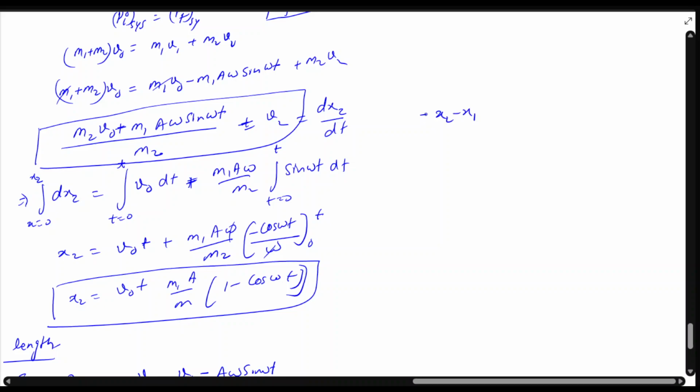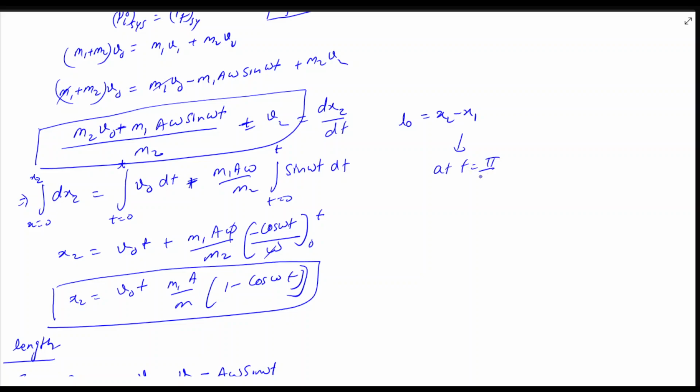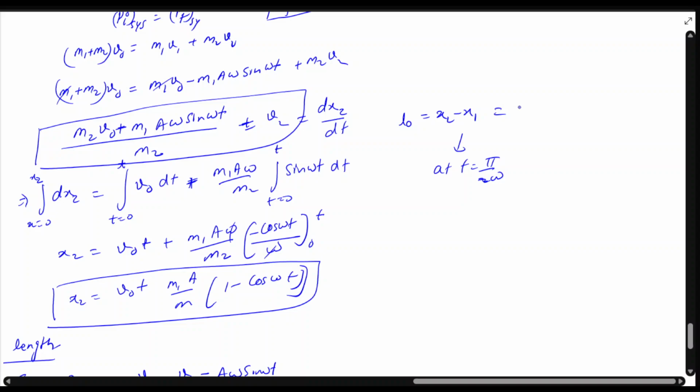x2 minus x1, which will be equal to L naught at t equal to pi by 2 omega. Okay, so let's put x2. So it will be this, right? So it will be v naught t plus, right? So let's put these values. So it will be v naught t plus m1 by m2 a 1 minus cos omega t minus x1.